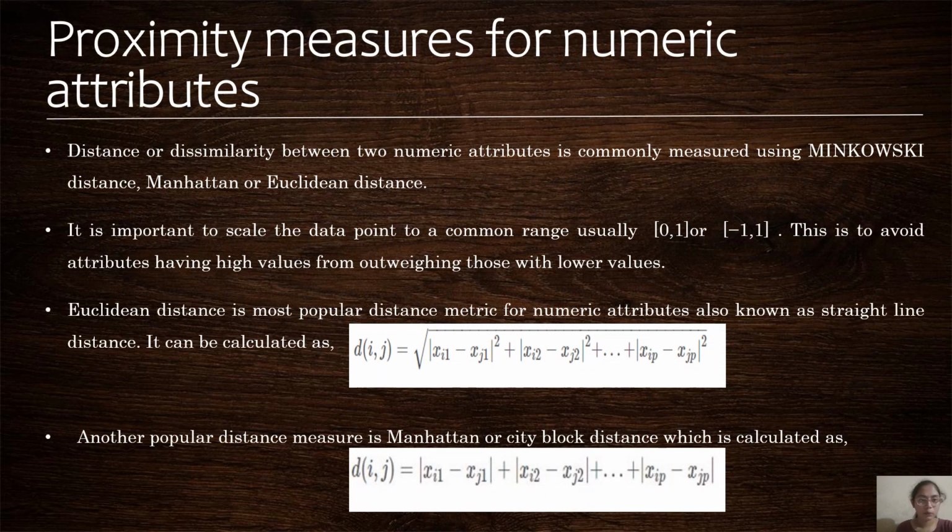Proximity measures for numeric attributes. Distance or dissimilarity between two numeric attributes is commonly measured using Minkowski distance, Euclidean distance, or Manhattan distance. Based upon these three formulas, we calculate numeric attributes. Let me explain Euclidean distance. Euclidean distance is the most popular distance metric for numeric attributes, also known as straight line distance. It is calculated by using this formula. Another popular distance measure is Manhattan or city block distance, which is calculated by using this formula.